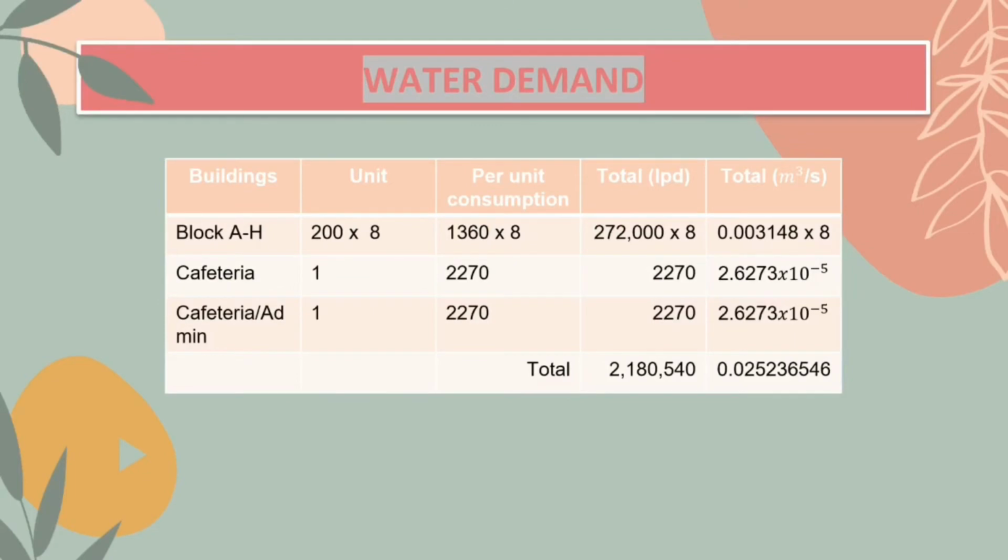For the water demand calculation, the assumed number of units for each block, from block A until block H, is 200, and the per unit consumption for each block is 1360. For both cafeterias it is 2270. So the total water demand is 2,180,540 litres per day.